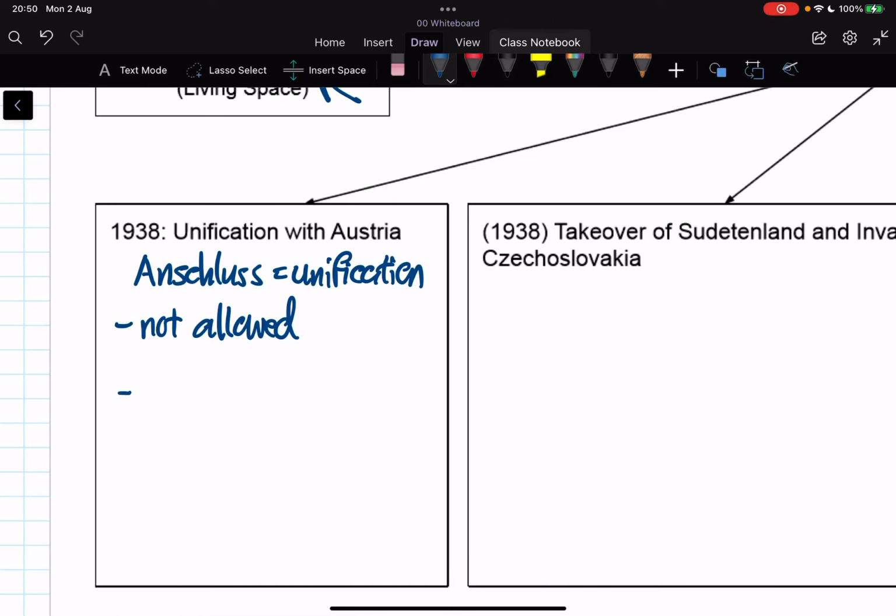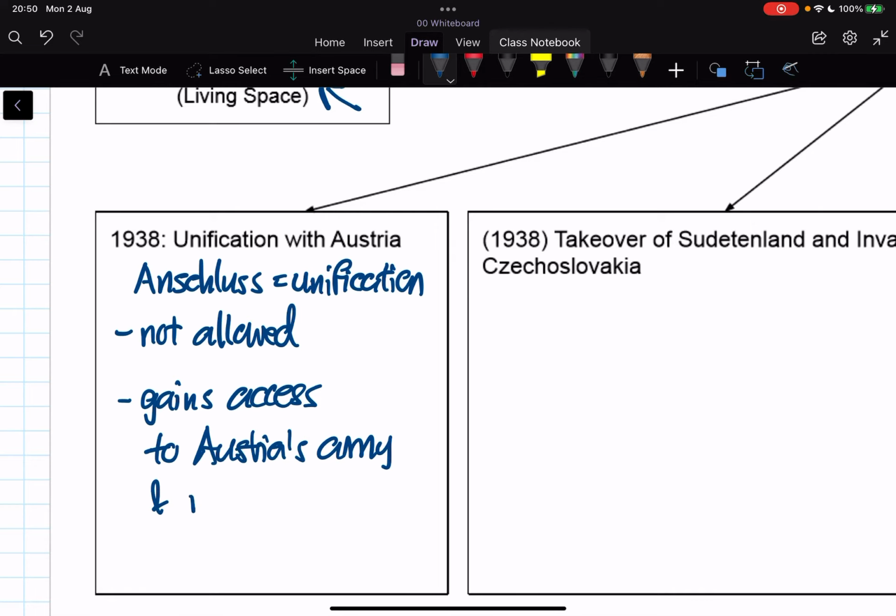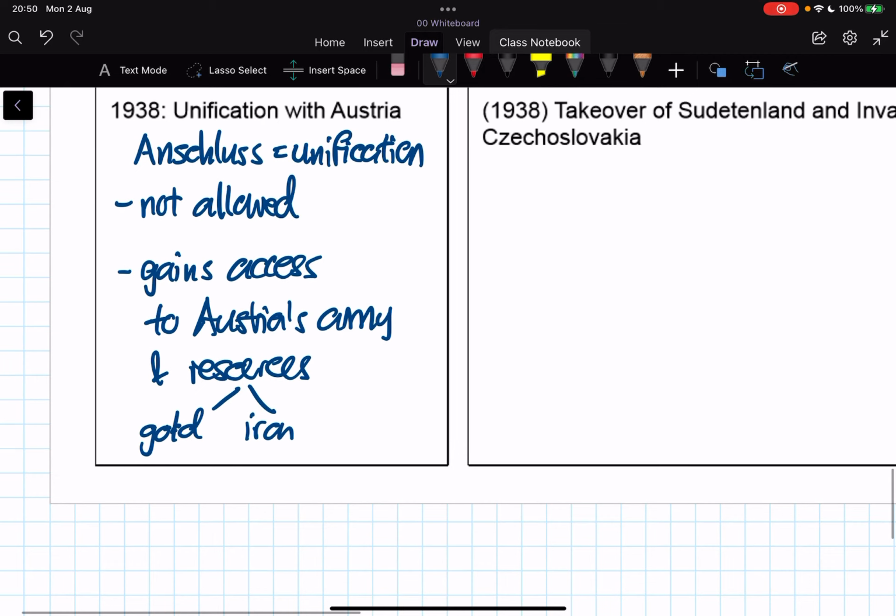Now, how does this contribute to war? On the big picture, he does two things. The first thing is Germany gains access to Austria's army and resources. What kind of resources? Remember, things like gold, things like iron. The second thing is it once again convinces Hitler that he can go on flouting and getting rid of the Treaty of Versailles. Nobody's going to stop him.